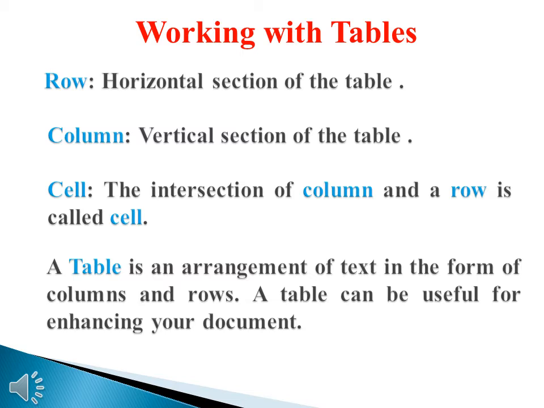First one is a row. A row is a horizontal section of the table. Next is a column. A column is the vertical section of the table. Then comes the cell. A cell is the basic unit of the table. The intersection of a column and a row is called cell.